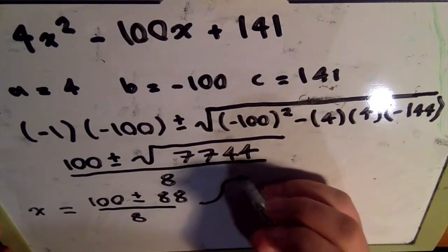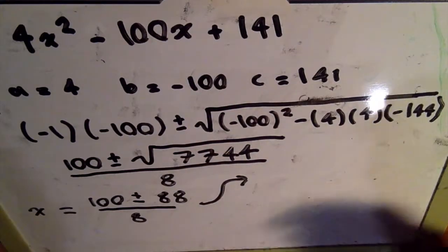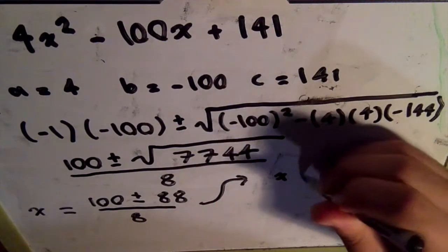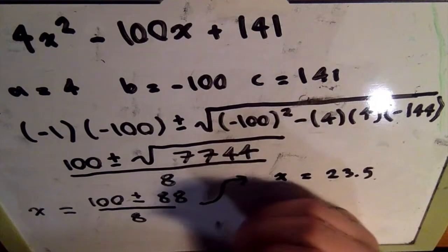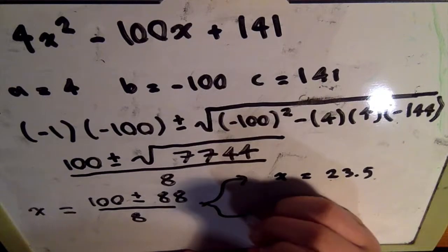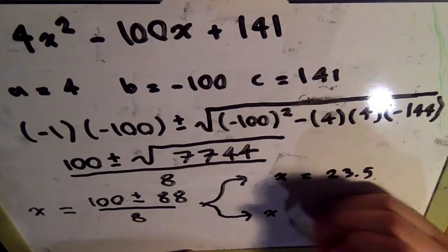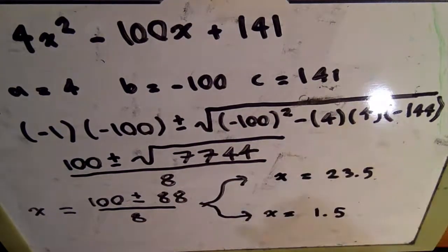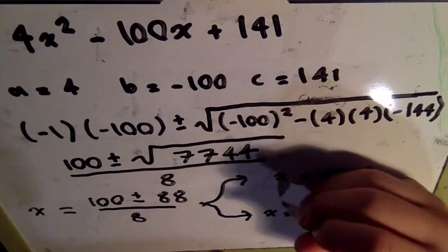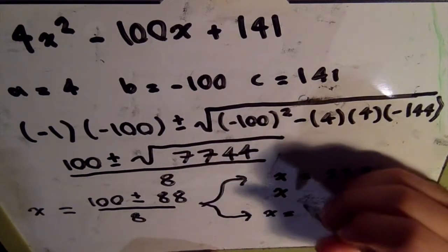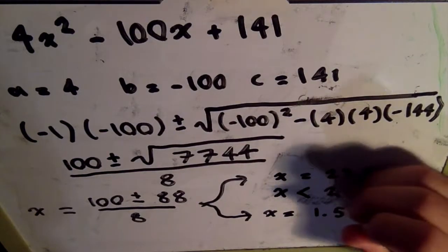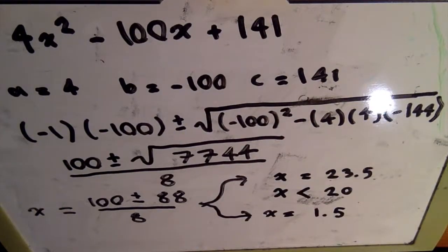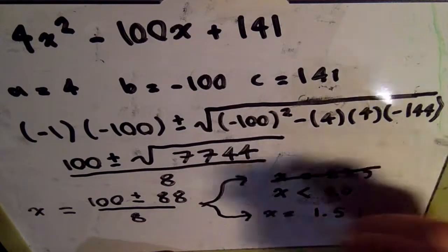This equation is going to give us two answers. Our first answer being x equals 23.5, and our second answer being x equals 1.5. Because logically we cannot cut 23.5 centimeters off of a 20 centimeter wide box, we can go ahead and eliminate x equals 23.5.